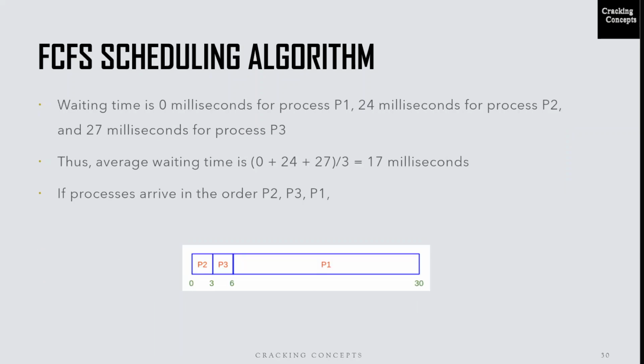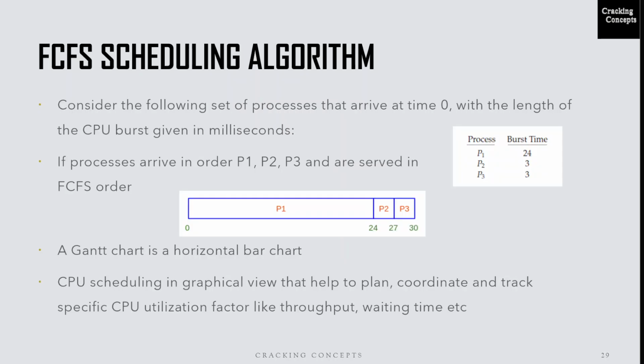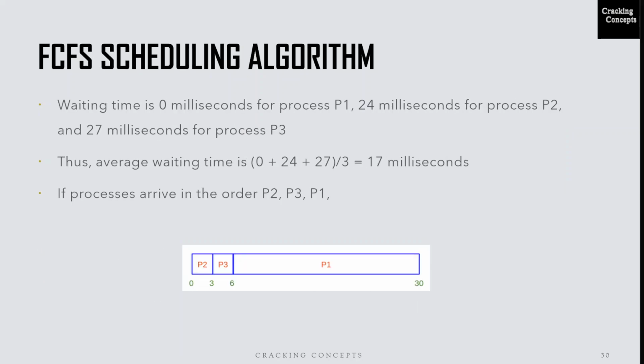Now we'll see, according to that Gantt chart, the waiting time for process P1 is 0, P2 is 24 and P3 is 27. So the average waiting time will be these three values added together divided by 3, which is 17 milliseconds.